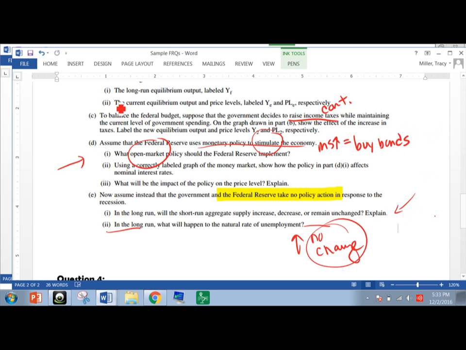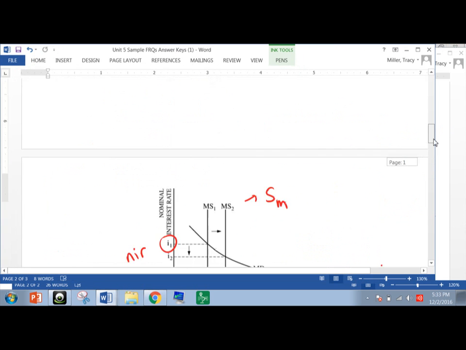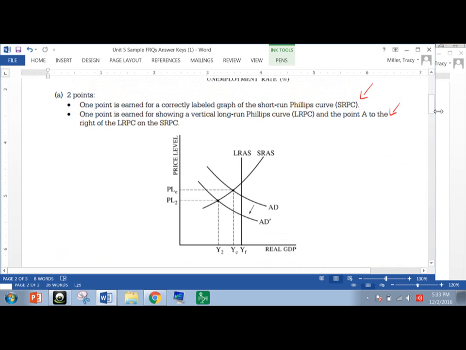Let's think about this. Go back up to your original rubric or your original graph. If this economy is left alone to do nothing, what's going to occur? Well, the price level is lower than it should be because we're in a recession. So because price level is lower, if you think about it, this short run aggregate supply would probably shift to the right. And it would also shift to the right if we were talking about starting from here.